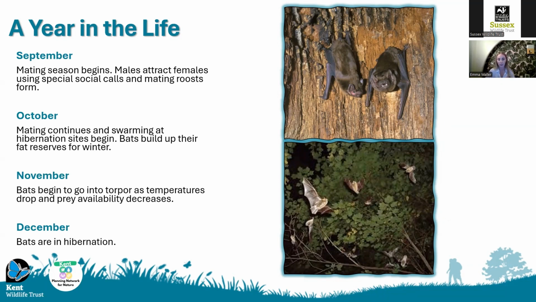And then depending on species, the pregnancy lasts between 6 or 9 weeks. And then by November, temperatures will have dropped and bats will have begun to go into torpor, which differs from full hibernation, as torpor is involuntary and lasts for shorter periods of time, for example, a few hours or a day or two. And then by December, bats will have gone into full hibernation, and then the cycle starts all over again.